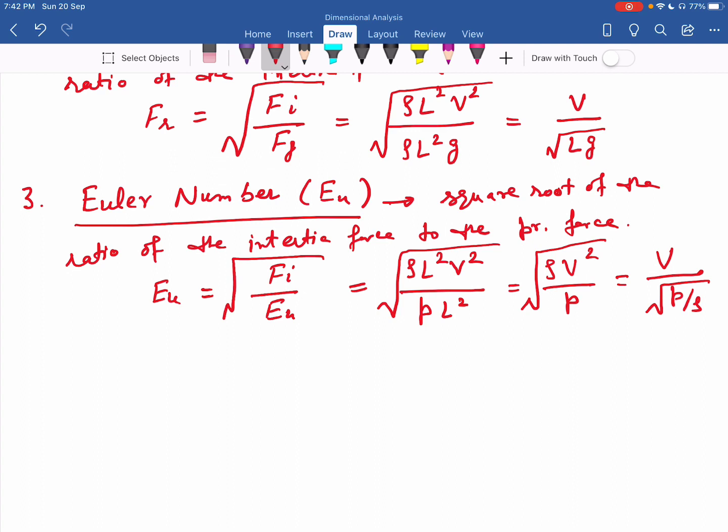Okay, so there is one coefficient, that is pressure coefficient. We write it as Cp, that is 2 times the pressure force divided by inertia force. And another parameter is pressure coefficient. This is pressure coefficient.